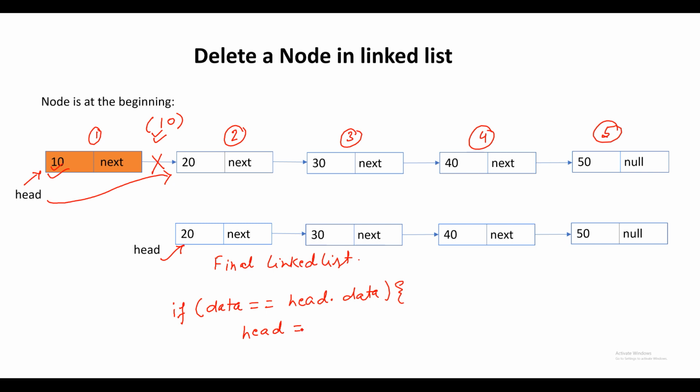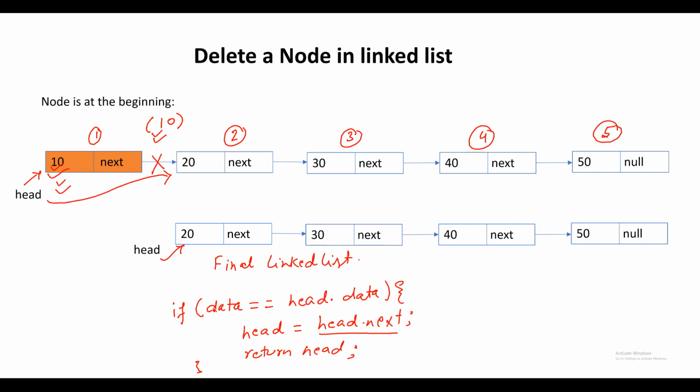And how we can do that? We can say head is equal to head.next, right? This is the way we traverse in a linked list, and we can get the address of the next node by using this head.next. And once we'll have this, we can return this head. So this is the operation we have to do when the data which we need to delete is the first node of the linked list.